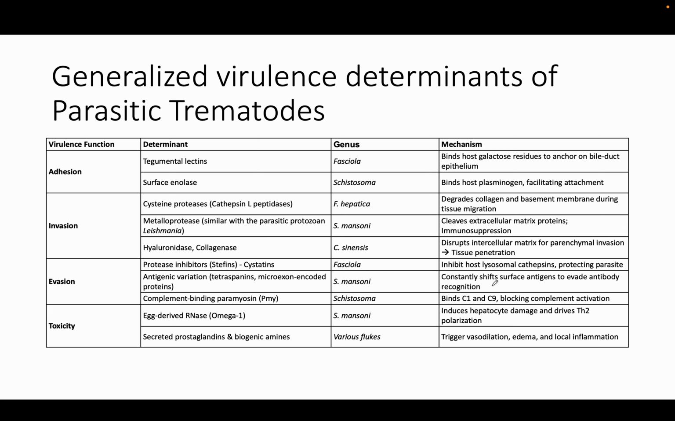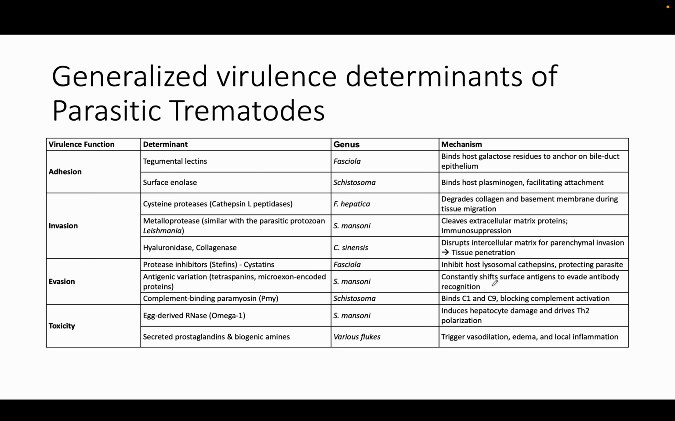For the case of Schistosoma mansoni, a number of studies report on a metalloprotease expressed by S. mansoni, similar to that of the protozoan Leishmania. Aside from being able to cleave extracellular matrix proteins, metalloproteases have also been found to function in immunosuppression. The enzyme is able to disrupt complement activity, primarily because of its cleaving or degradation activity, so they can degrade complement elements.